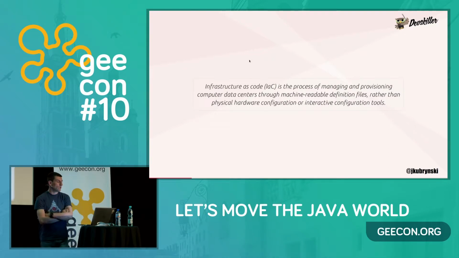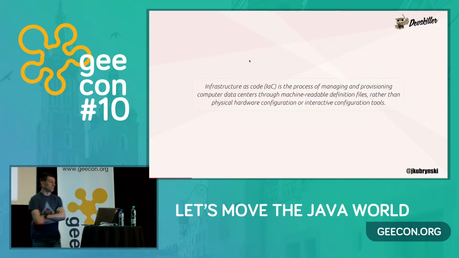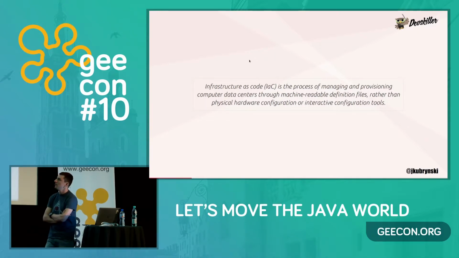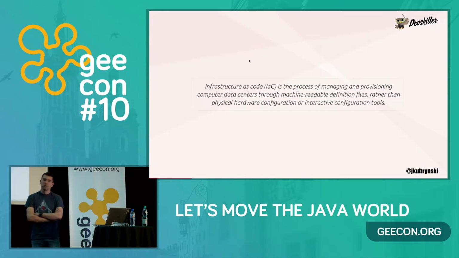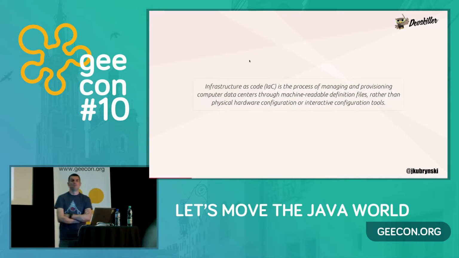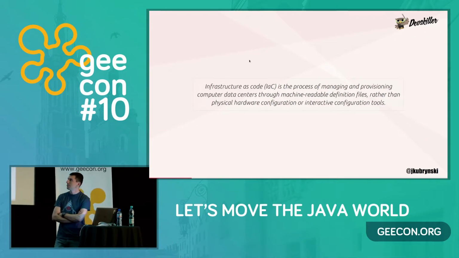Okay, so what does infrastructure as code mean? If you take a look at the Wikipedia definition, infrastructure as code is the process of managing and provisioning computer data centers through machine-readable definition files rather than physical hardware configuration or interactive configuration tools. So that's obvious generally, but the first question is, what do we mean by computer data centers and what do we mean by the infrastructure?